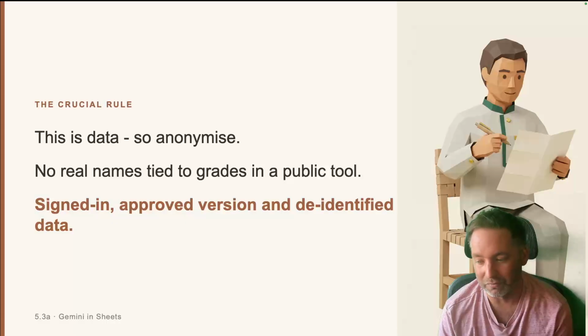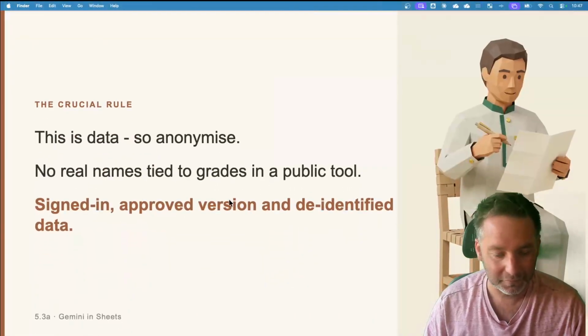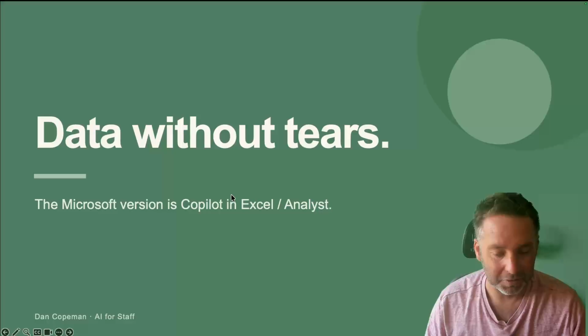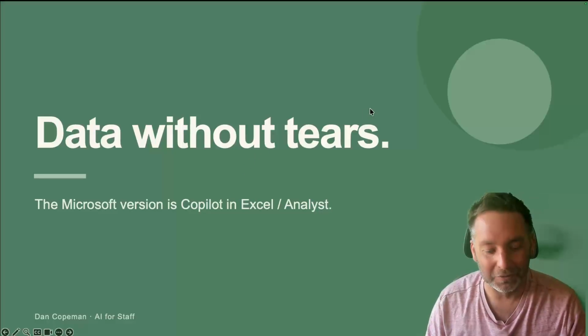And if it's something that's really important in terms of data and a decision you're making from it, do get somebody that's comfortable with spreadsheets to have a look through and check that the formulas are right and things like that. But that is Gemini in Google Sheets, data without tears. So I'm going to go on now and do a similar video in Microsoft with Excel. Thanks.